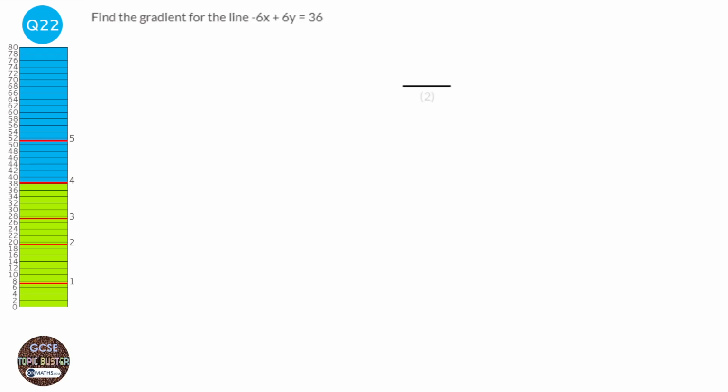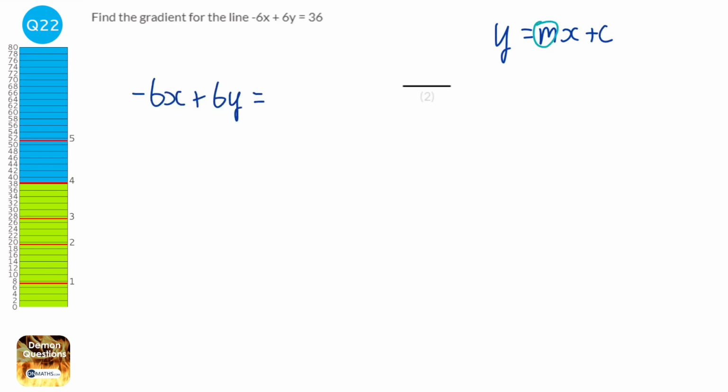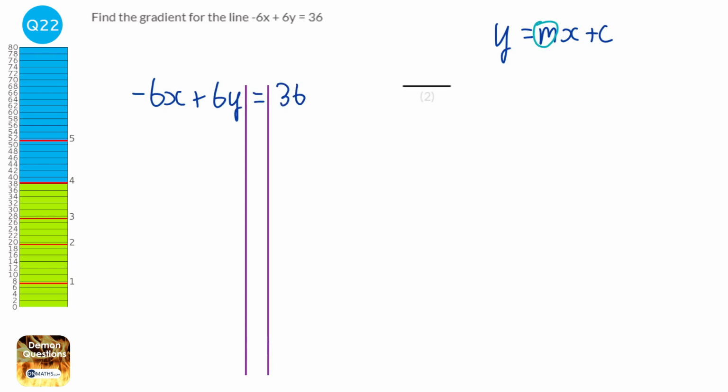So to find the gradient, we need the equation in the form y equals mx plus c, and the m there will give us what the gradient is. So we're just going to be rearranging this equation. So I'll get my lines in. The first thing I'm going to do is get rid of the x's from the left hand side, and we can do that by adding 6x both sides.